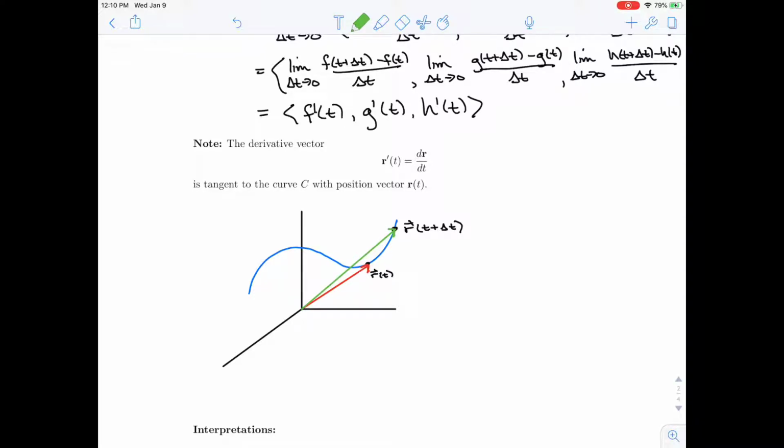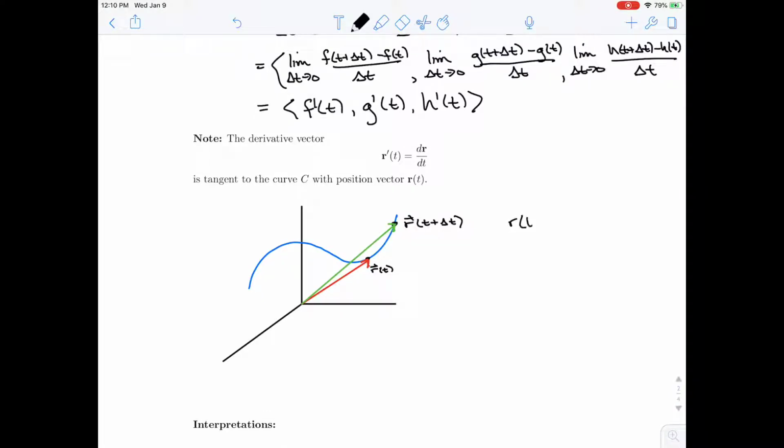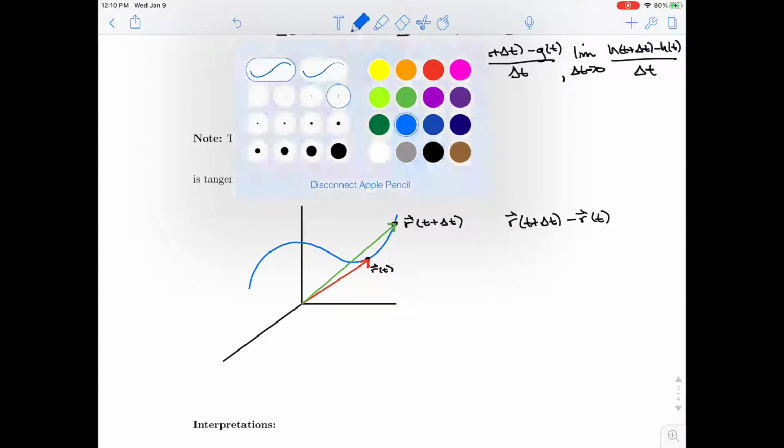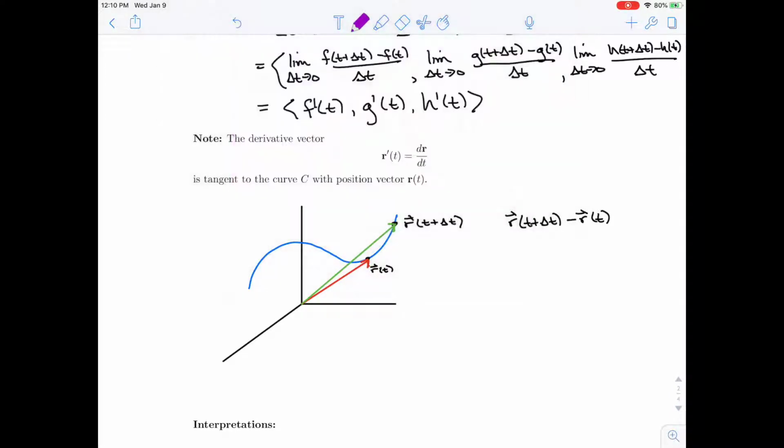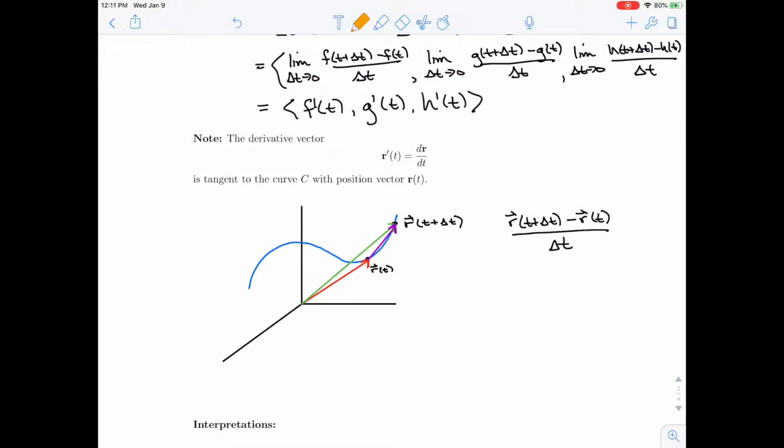Remember, we're going to be looking at r of t plus delta t minus r of t. We're going to be looking at that vector. And we know from doing vector subtractions that that's actually going to be this vector right here, pointing in that direction from r of t to r of t plus delta t. And then if we take the limit as the denominator delta t goes to 0, what we end up with as we move the r of t plus delta t point closer to r of t is a tangent vector to that curve.